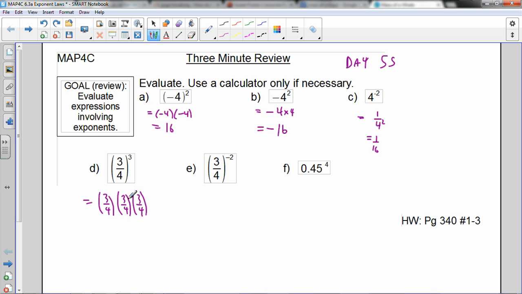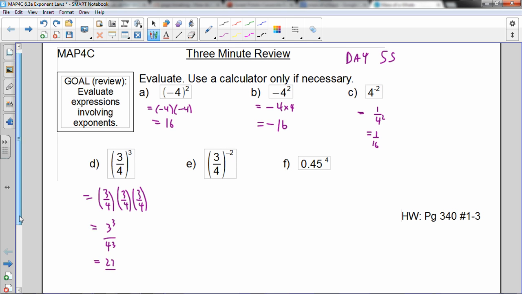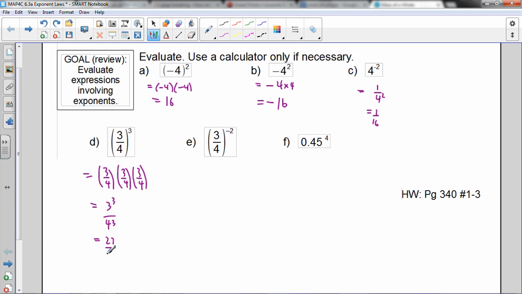How do we multiply fractions? We just multiply along the top. 3 times 3 times 3. That's 3 cubed. On the bottom, 4 times 4 times 4. That's 4 cubed. And in fact, that's often the easier way to think of this: the exponent is applied to both the numerator and the denominator. This is 27 over 4 cubed. You might have to reach for a calculator. I suppose that's okay. It's 64 though.